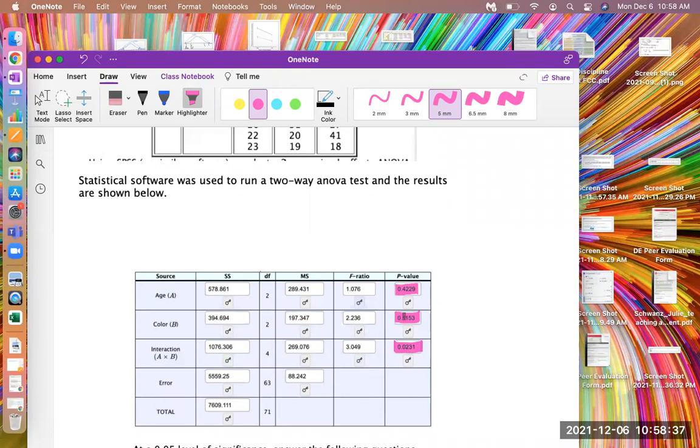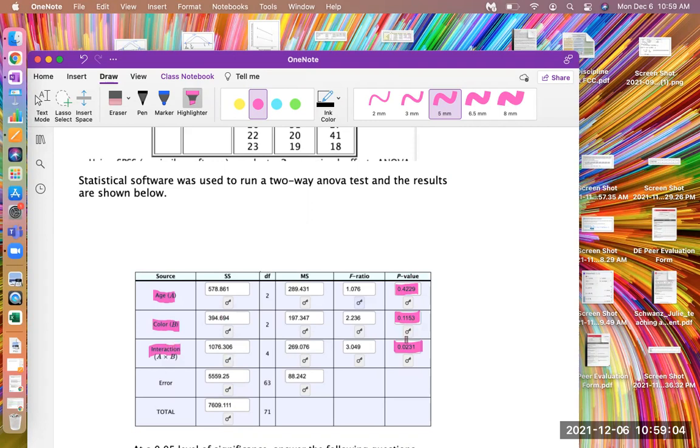And we're focused on age, and you got to know this is the age factor. This is the P value for the age factor right here. And then this is the color factor, and this is the P value for the color factor here. And this is the interaction element, and this is the P value for the interaction. That's the most important information in this. That's all you need to solve this problem, right?